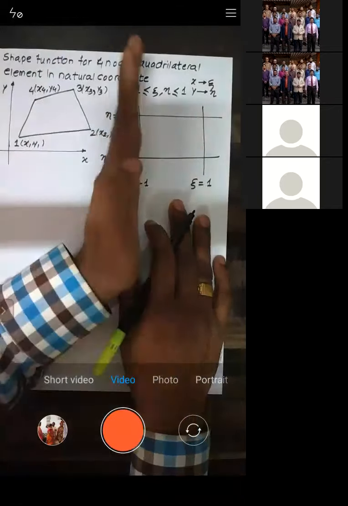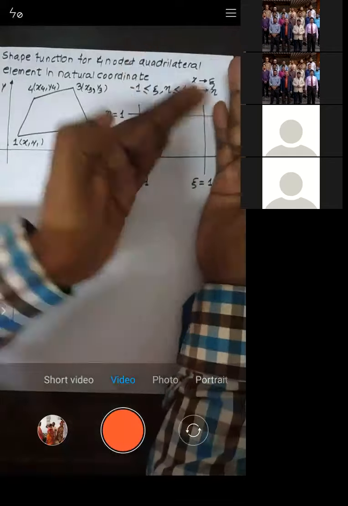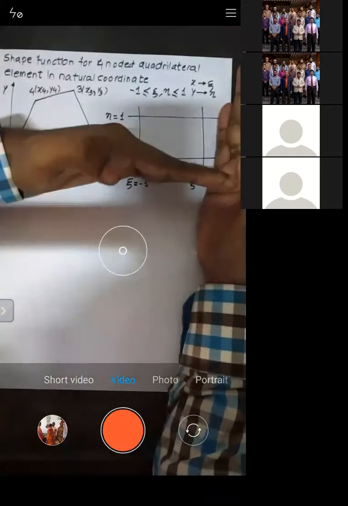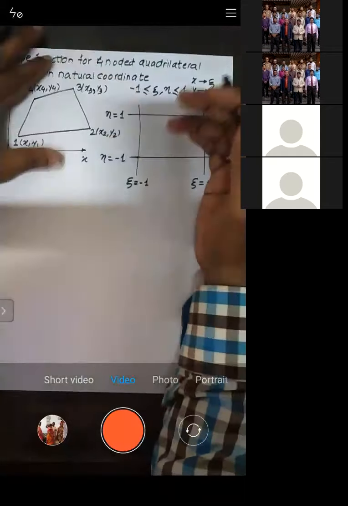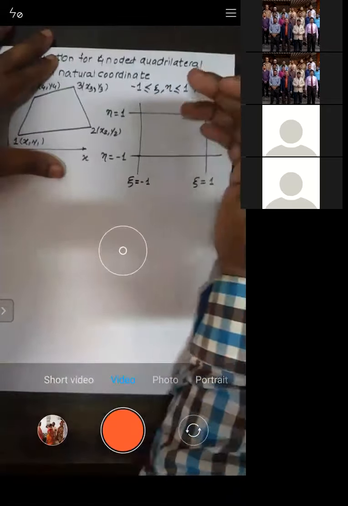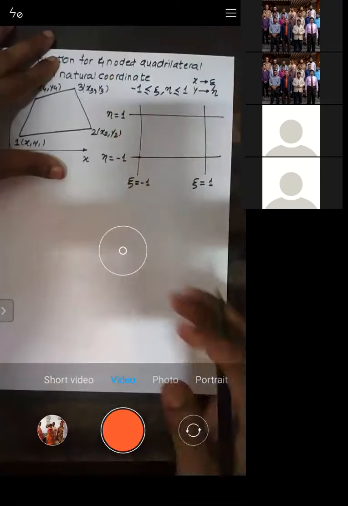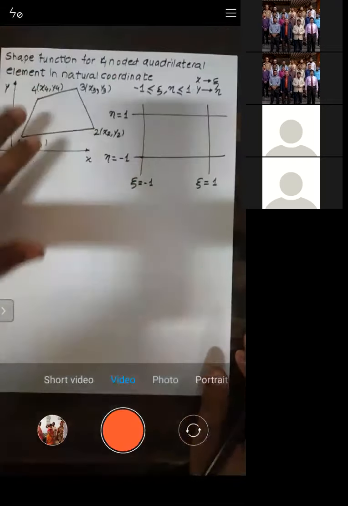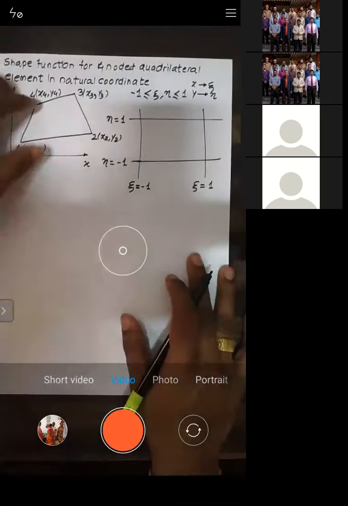What is the limit for zeta? -1 to +1. What is the limit for neta? Again -1 to +1, right? Zeta is between -1 to +1, and neta is between again -1 to +1. Is it okay or not?